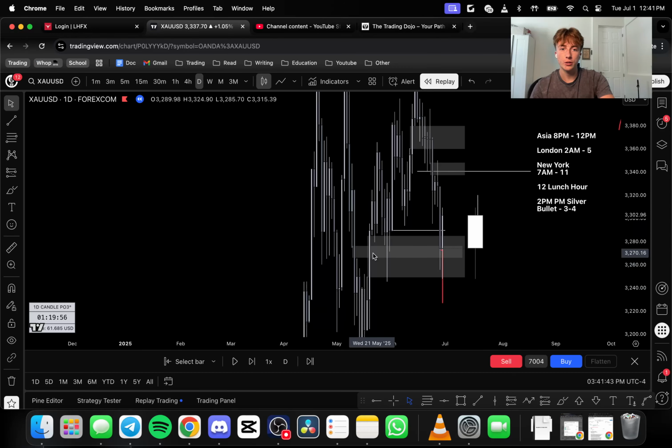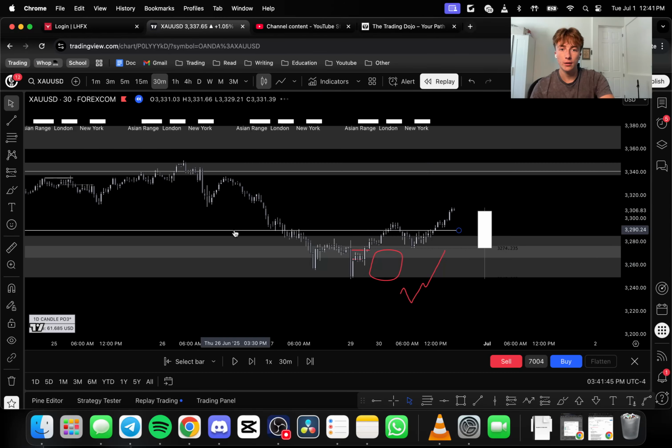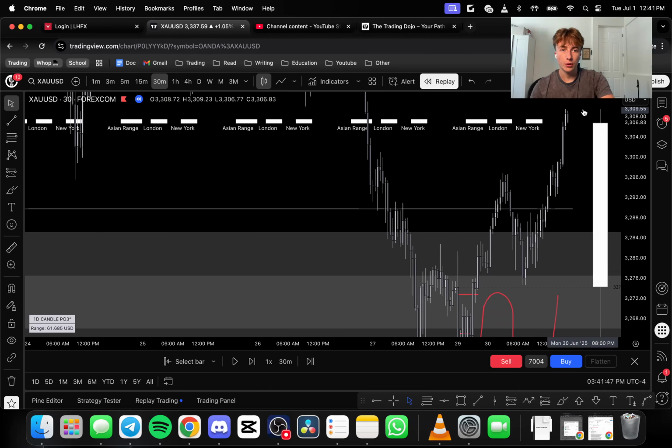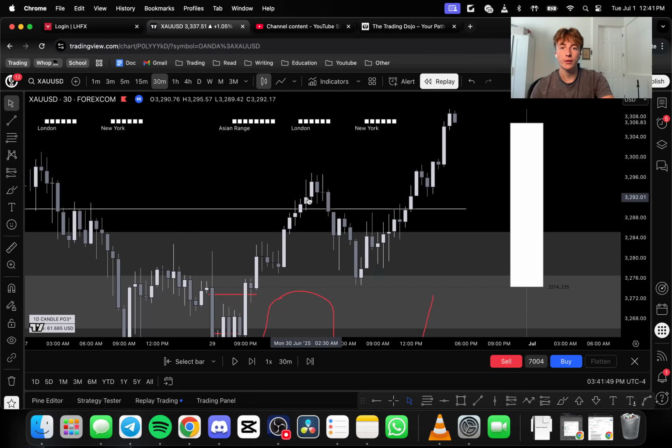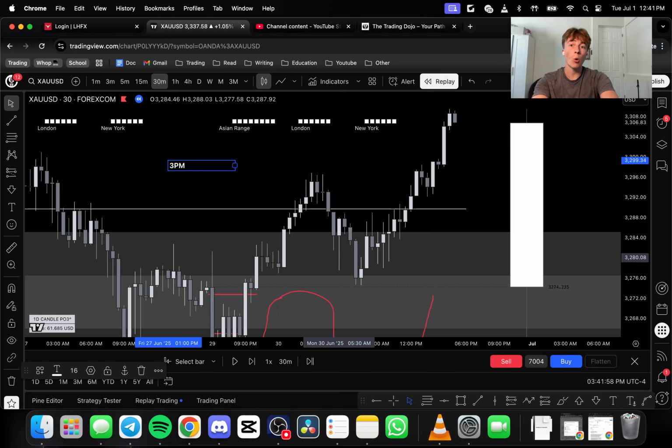Now for London session, let's hop back into that same range. Let's see what London session typically does. Okay, this is a perfect London session as well. So London session has a silver bullet as well. And that silver bullet typically happens at 3 a.m., 1 hour after the open. The open is at 2 a.m.